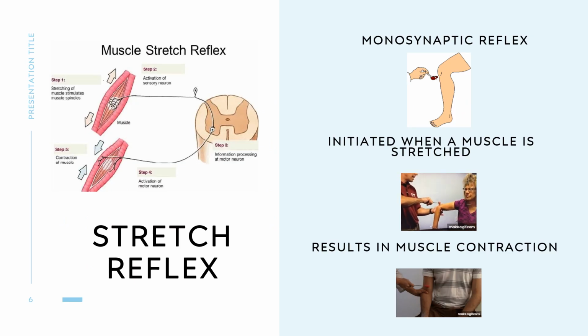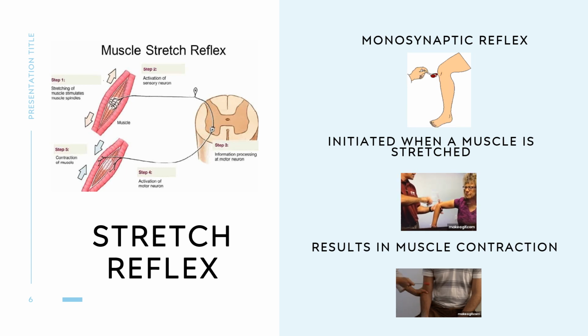Now we know the definition of reflex and the components of reflex arc. With this idea, now we will try to describe the stretch reflex. So what is stretch reflex? Stretch reflex is nothing but a monosynaptic reflex. It is initiated when a muscle is stretched, so the cause is stretching of muscle. And what is the response? As a result of this stretching, there will be muscle contraction.